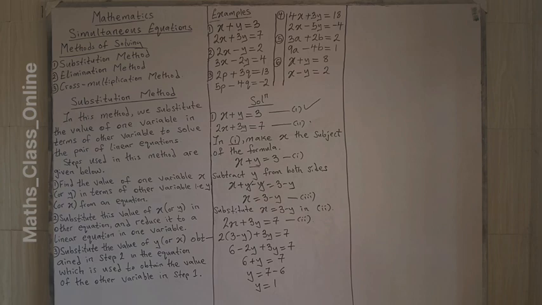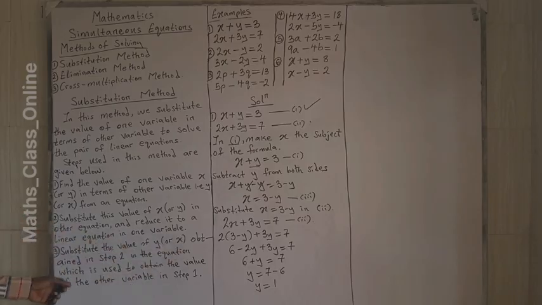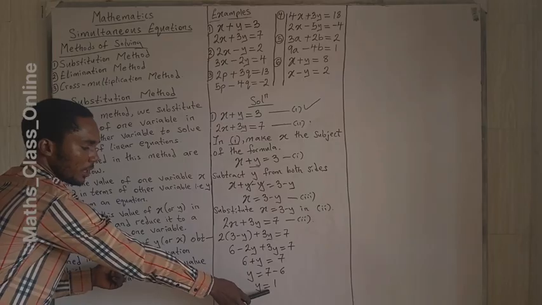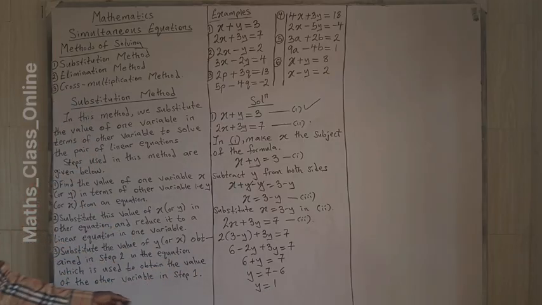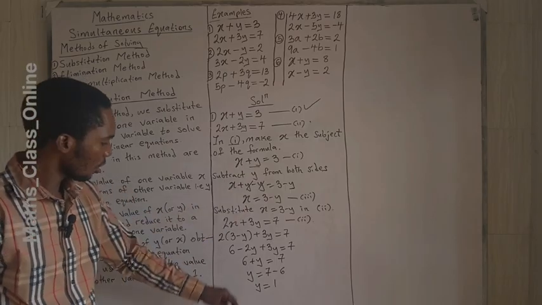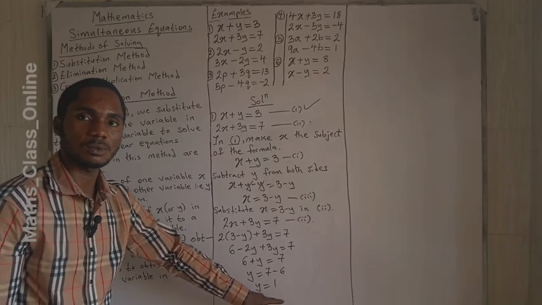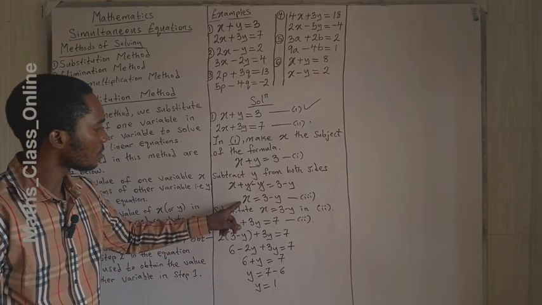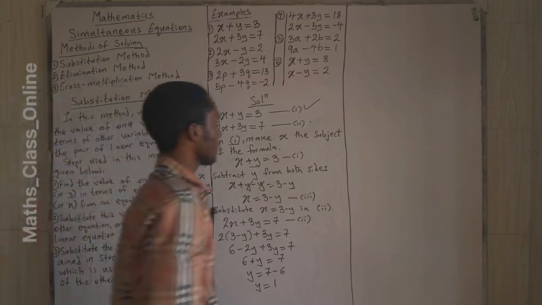Step 3. Substitute the value of y obtained in step 2, y equals 1, into the equation which was used to obtain the value of the other variable in step 1, that is equation 3. We will substitute the value of y, and the value of y is what? y equals 1 into equation 3, which is x equals 3 minus y.